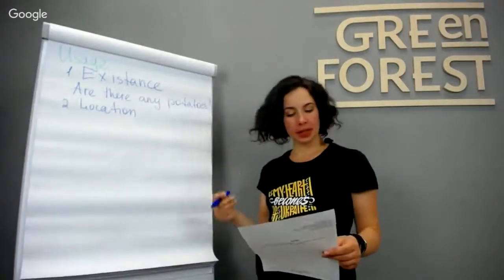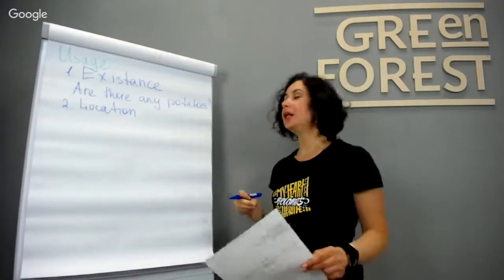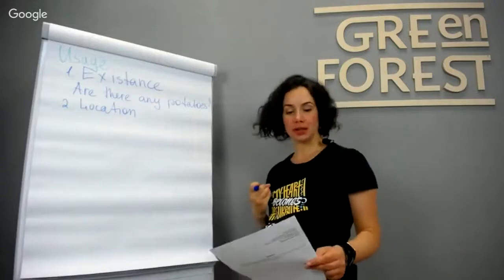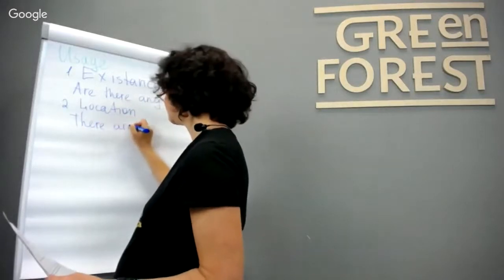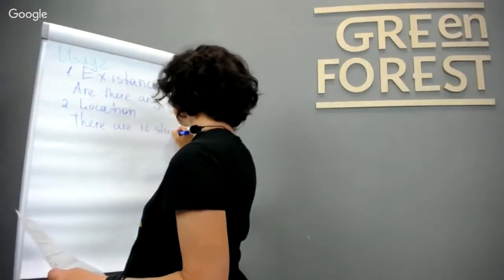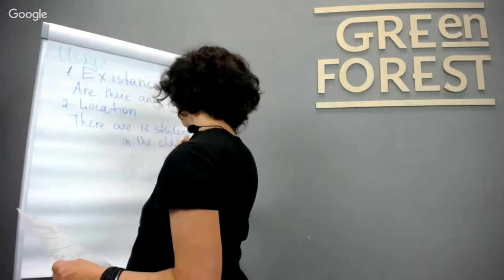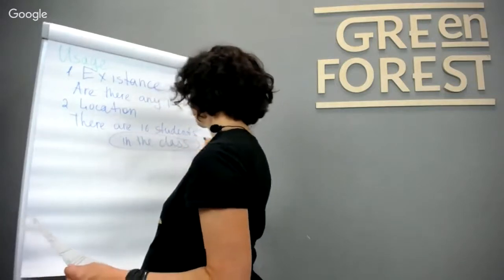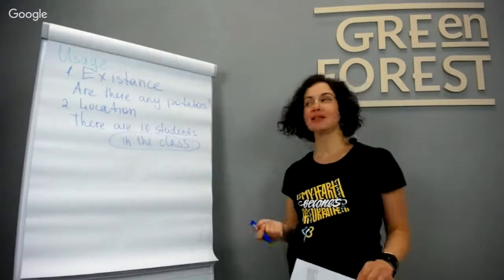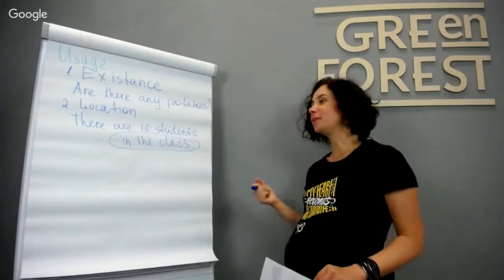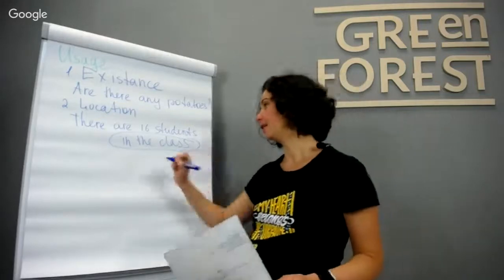The second, and I think it's a very common usage for the construction there is, there are, is location. When we want to emphasize that there is something and this something is in one place, this is the very typical usage of this construction. For example, there are 16 students in the class. The main thing that we want to point out is the class, not the street, not the bar, but the class. And there are 16 students in the class, and this is what we want to emphasize.